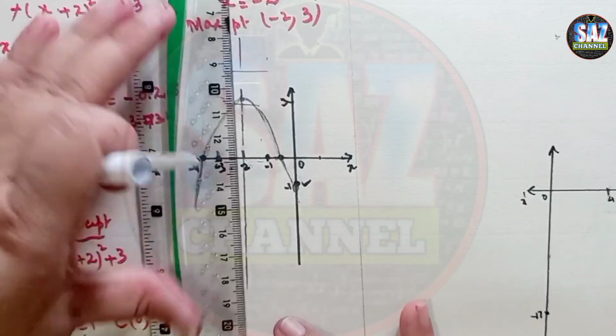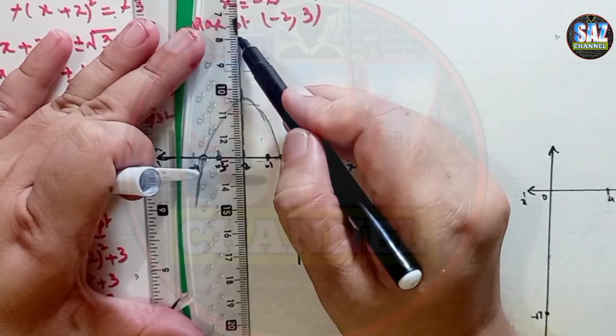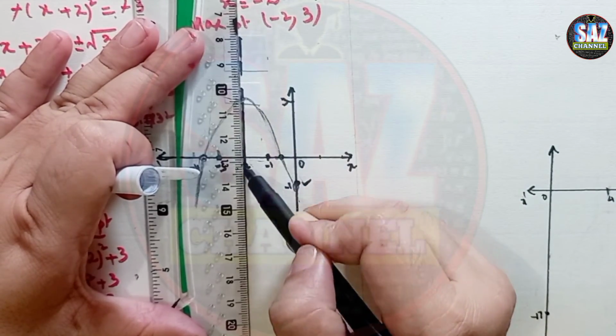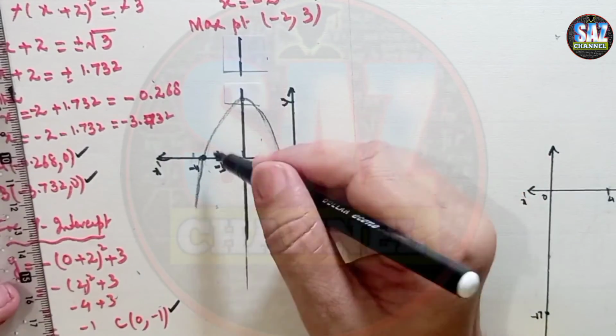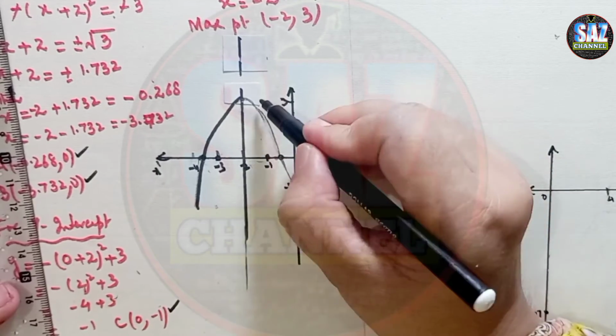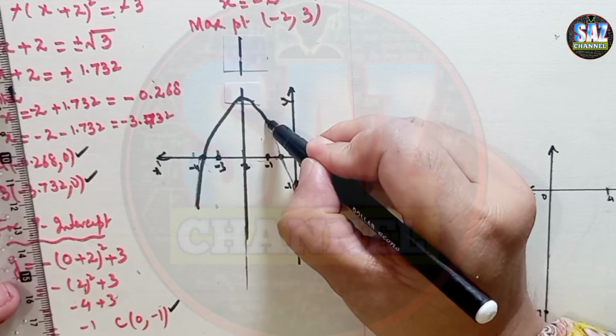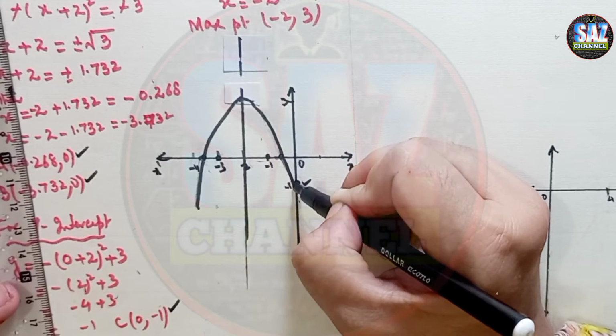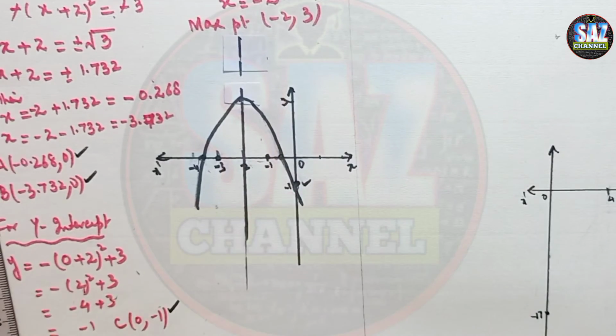Line of symmetry is x equals to minus 2. Okay, and then the maximum point. And then I have to join it with the help of a smooth curve. Yes, and now it's the time to mark intercepts.